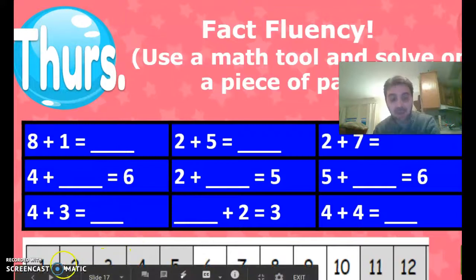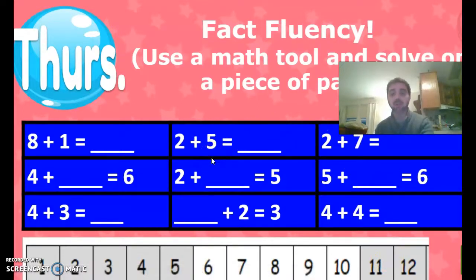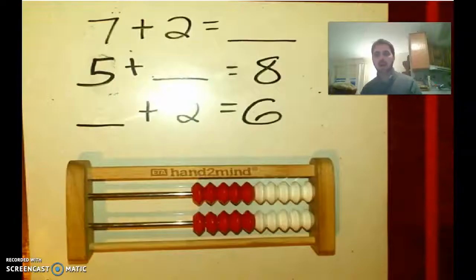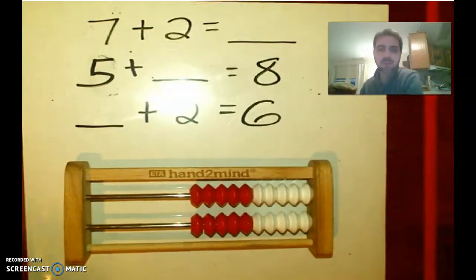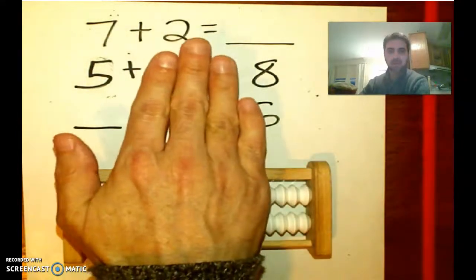I did include a number path here for you. Sorry, that keeps showing up. So you can use that to help you with it if that's helpful. And I also wanted to show you how you might use your Rekenrek with this. So let's take a look. I've put a few problems here. Sorry about the glare there. Is that better?